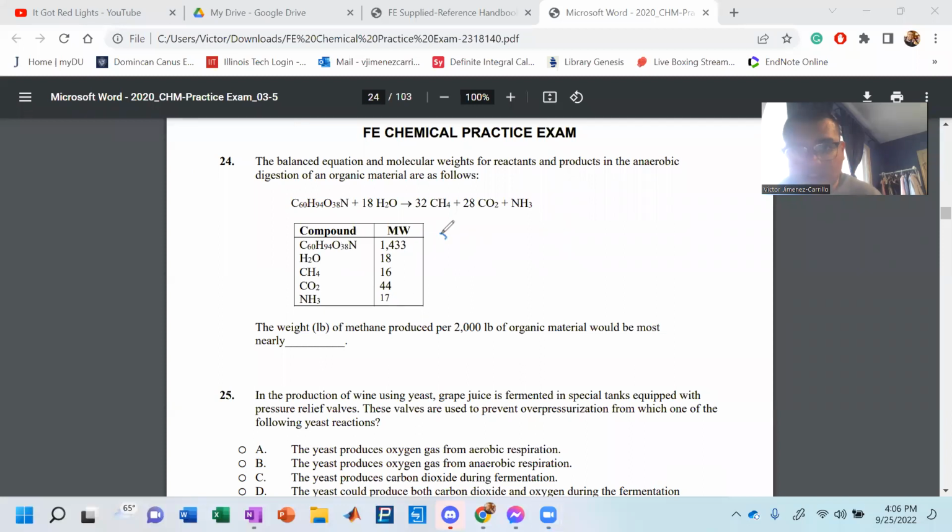So you're starting with 2,000 pounds of organic material, and you need to convert it into methane. If you know basic orgo, it's this. How do you do that? Well, you turn pounds to pound moles, and pound moles to pound moles of the other compound, and those pound moles back into pounds. That makes no sense if you don't know chemistry, but it's easy.